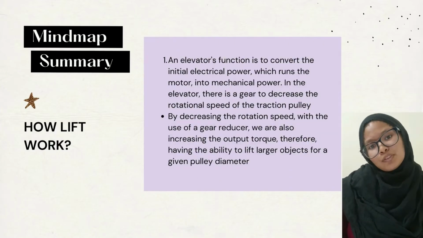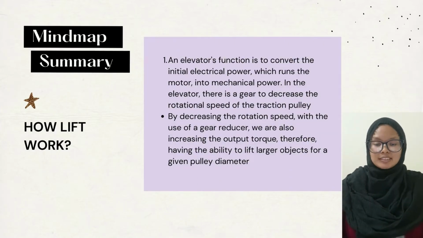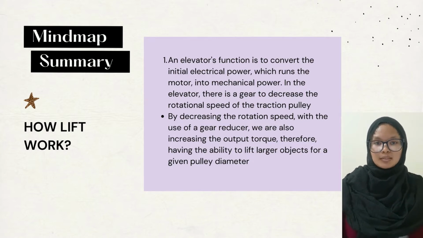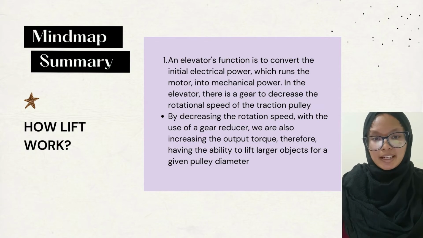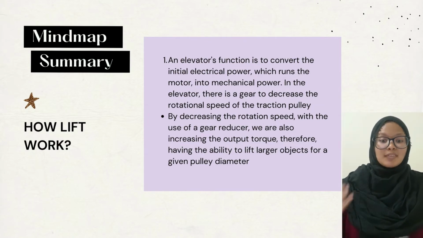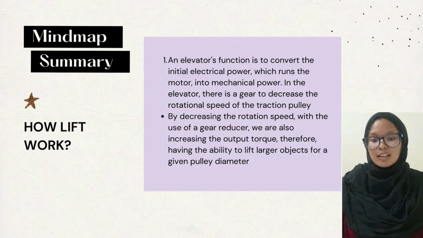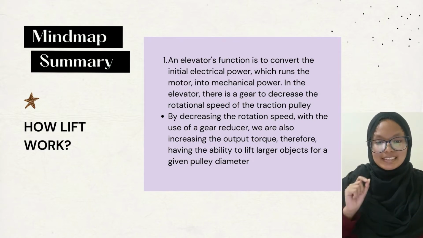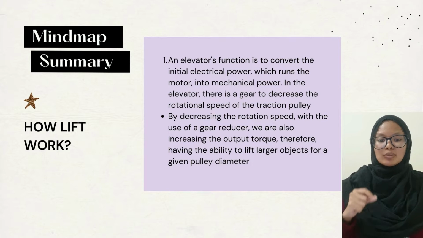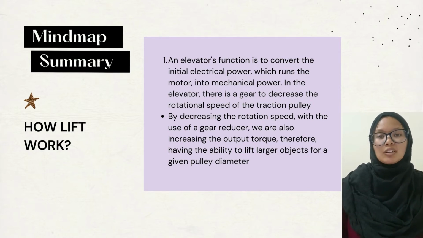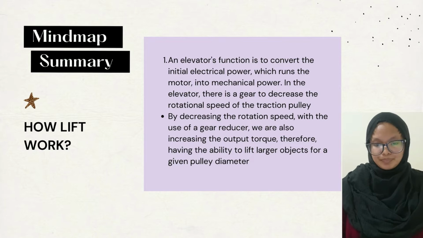So, how does a lift work? An elevator's function is to convert the initial electrical power which runs the motor into mechanical power. In the elevator, there is a gear to decrease the rotational speed of the traction pulley. By decreasing the rotation speed with the use of a gear reducer, we are also increasing the output torque. Therefore, the elevator can lift larger objects for a given pulley diameter.